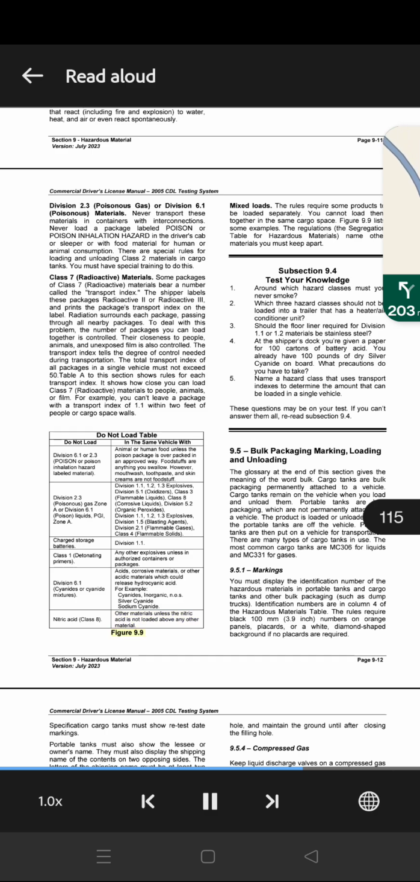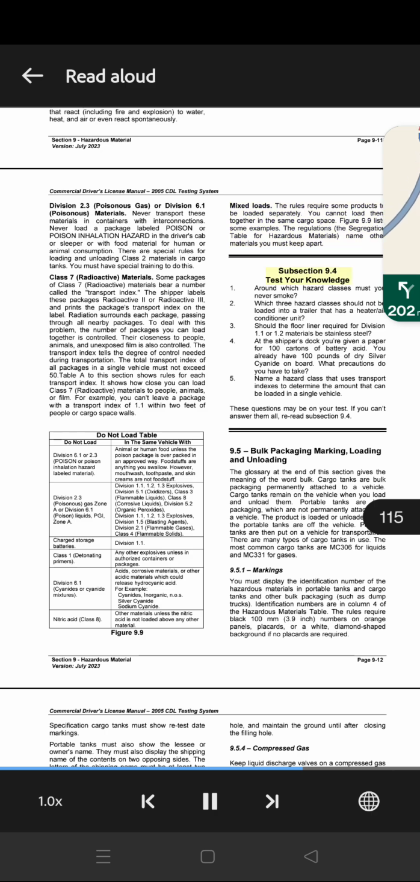Figure 9.9. Mixed loads. The rules require some products to be loaded separately. You cannot load them together in the same cargo space. Figure 9.9 lists some examples. The regulations, the segregation table for hazardous materials, name other materials you must keep apart.